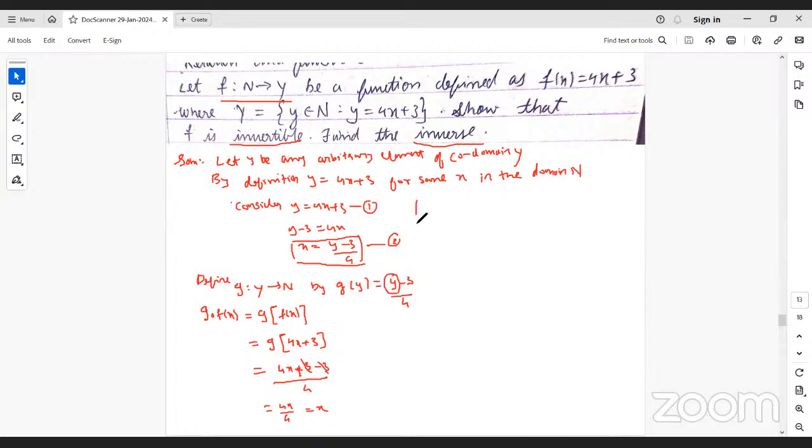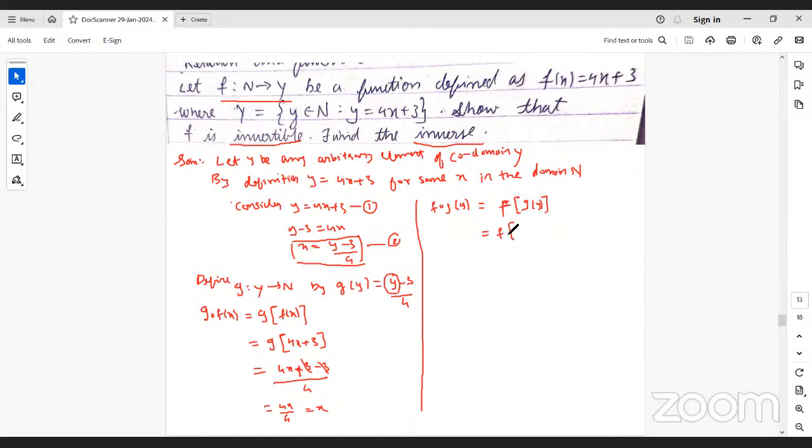Next we need to find g composition f of x. Okay, so next part what we need to do is find f composition g of y. Here again, by the definition, it will be f of g of y.